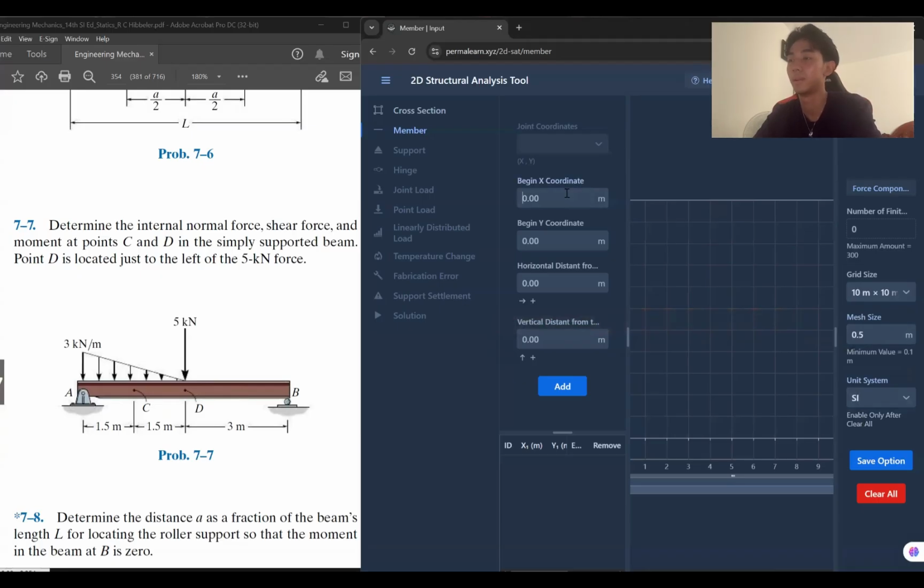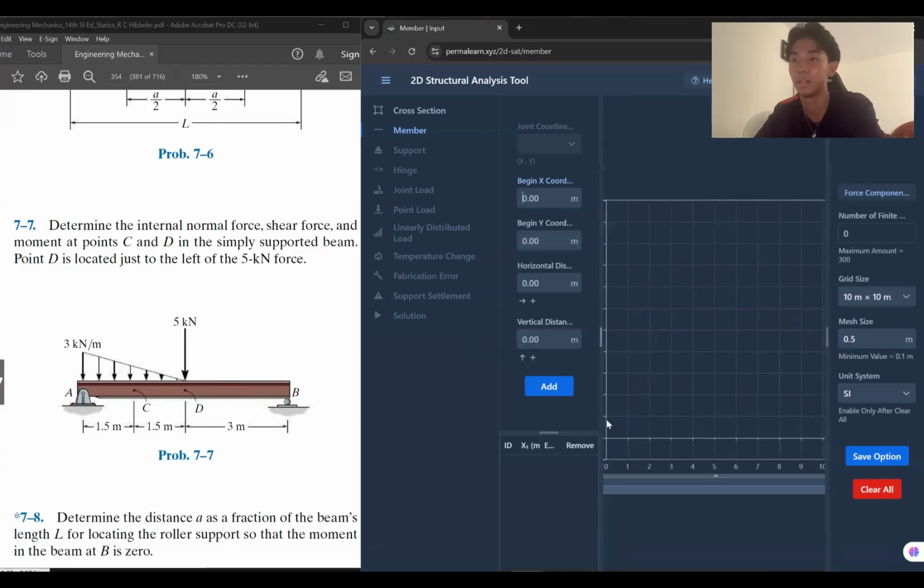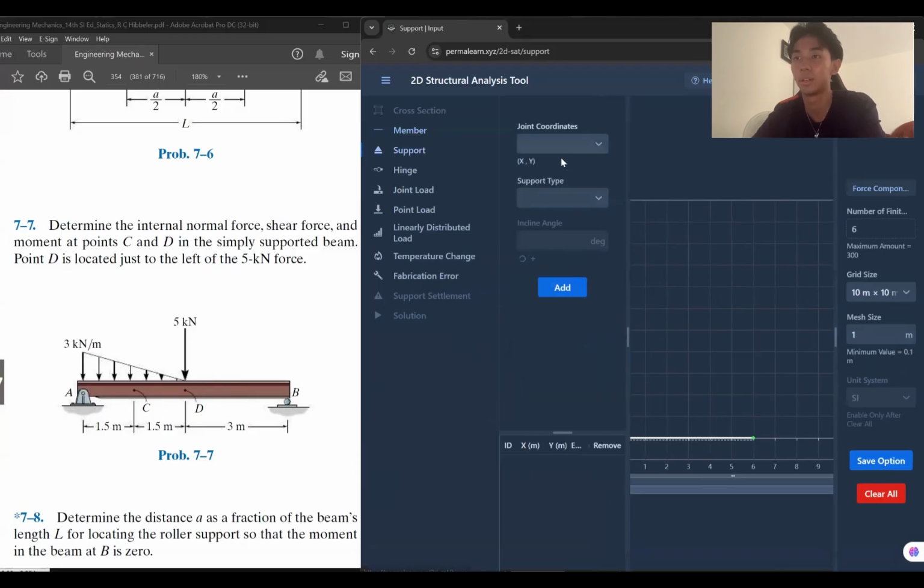So let's begin by creating our member. I usually start at this point, so my begin coordinate is 0 and my end coordinate is also 0. And the horizontal distance would be 6 meters. Okay, there we go. So we got the beam. Now let's create the supports.